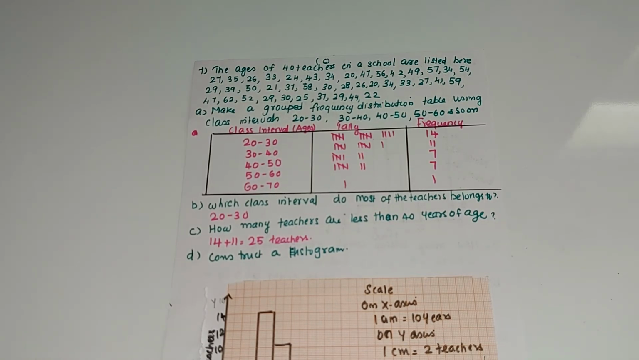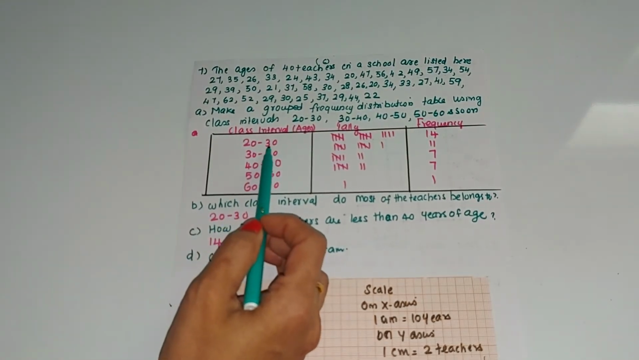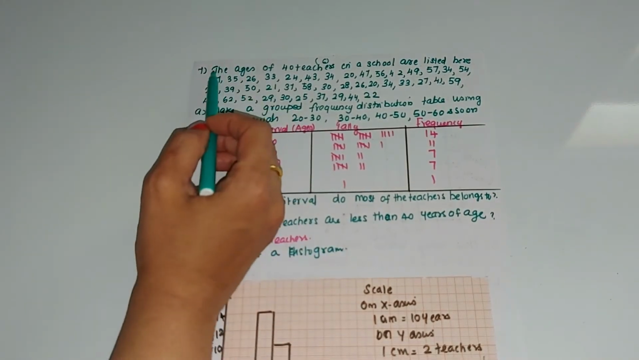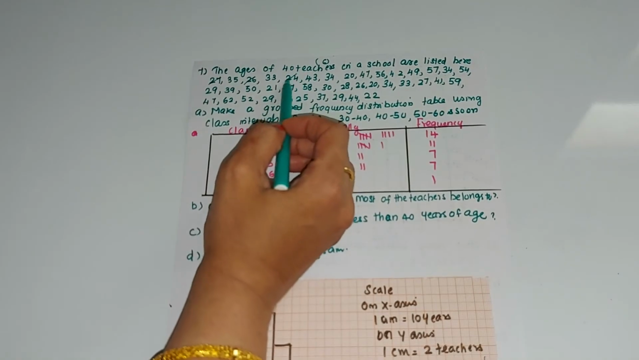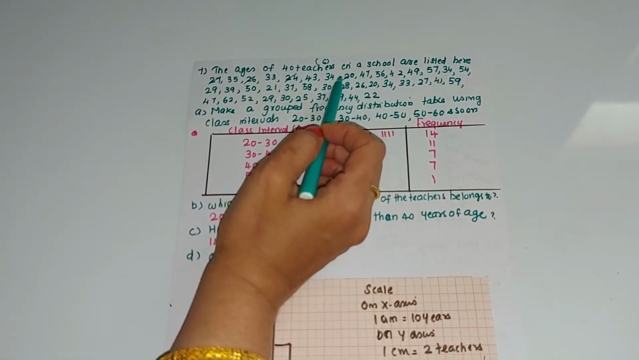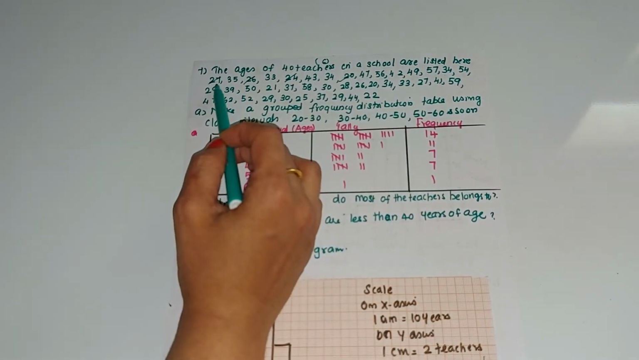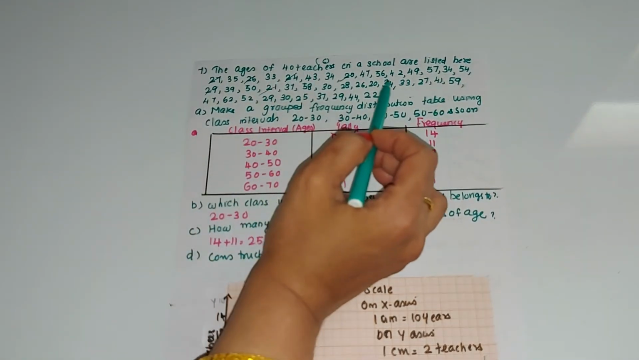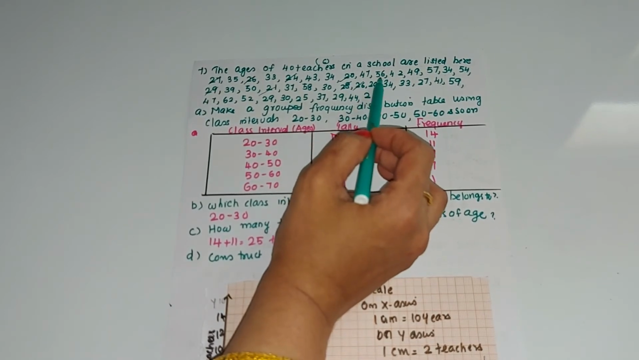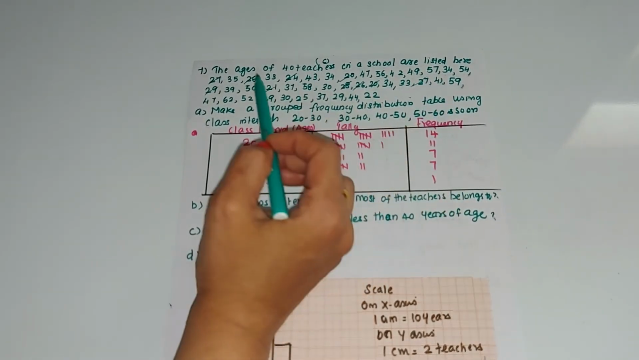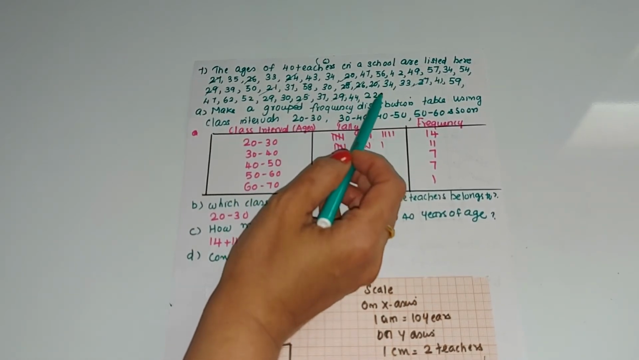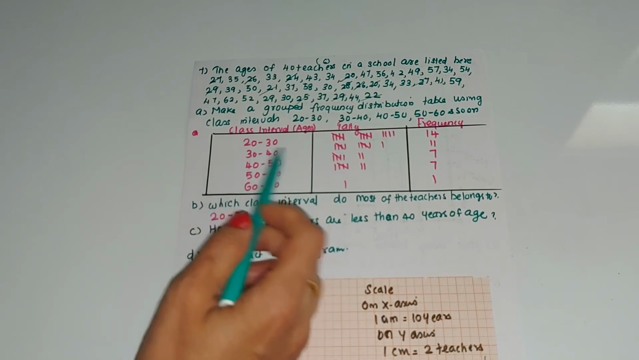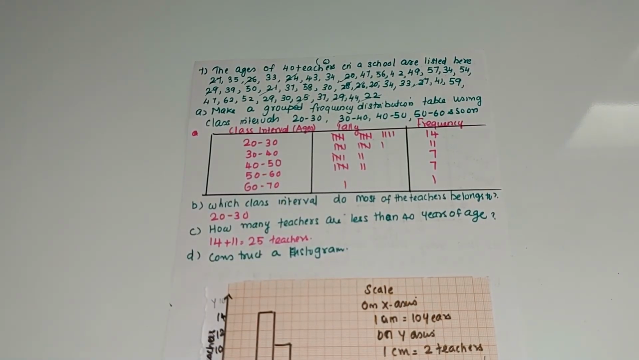and draw the histogram. So to make the frequency distribution table, it is given that the class intervals are 20 to 30. So you check 20 to 30, how many teachers are there. So 20 to 30 you count like this: 27, 26, 24, 20, 29, 21, 28, 26, 20, 27, 25, 29 and 22. After counting you will get there are 14 teachers whose age is lying between 20 and 30.